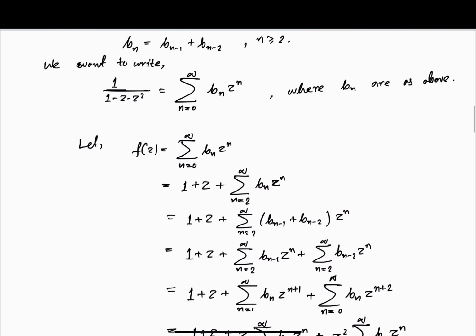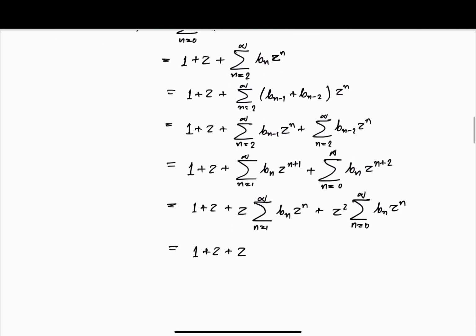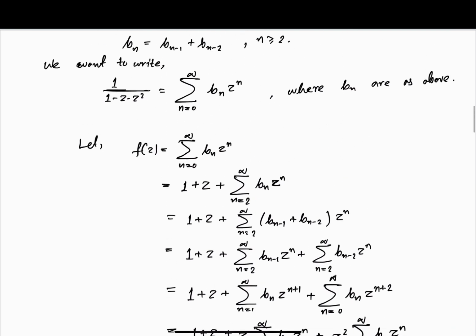What is the first term? The first term is b0, which is 1. So that's why we can write this as the sum from n equals 0 to infinity b_n z^n minus 1, plus z square. This is as it is, because it is the sum from n equals 0 to infinity. And we have denoted this sum by f(z).